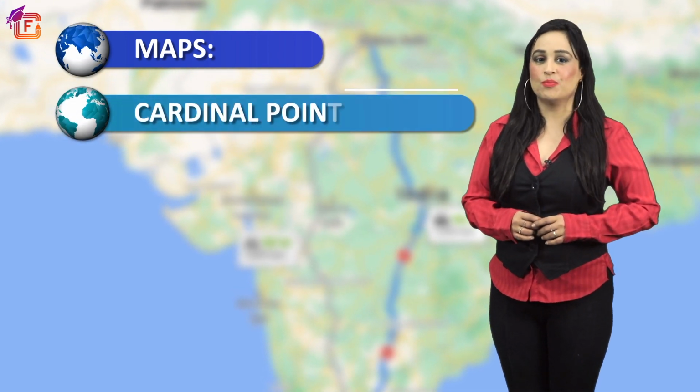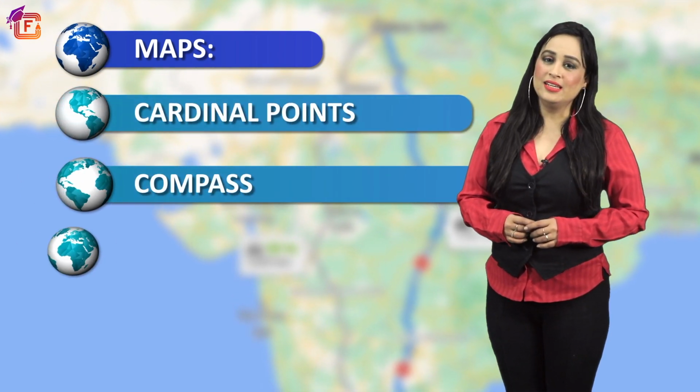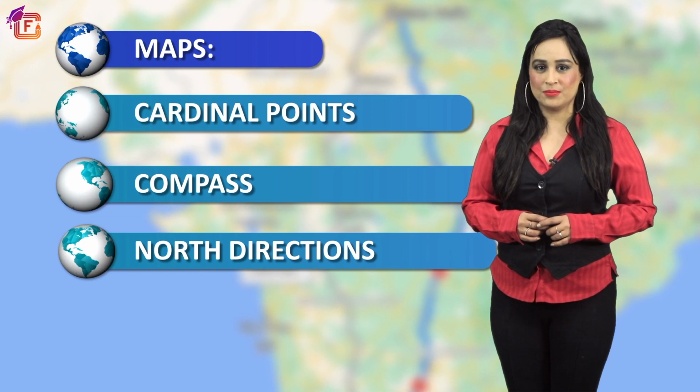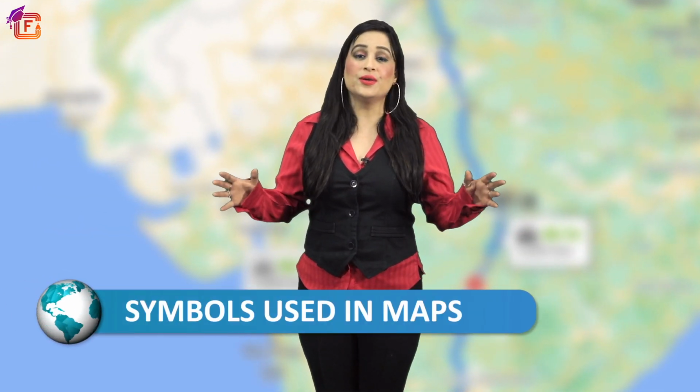In this video, we have learnt the various directions that include east, west, north and south as cardinal points, the compass and the north direction. In the next video, we'll learn about symbols that are used in maps.